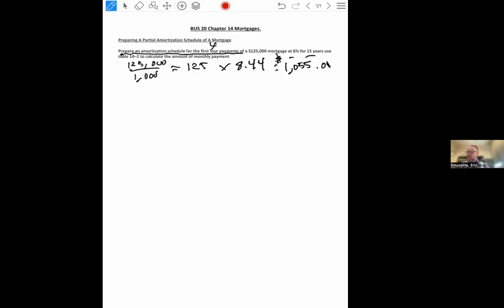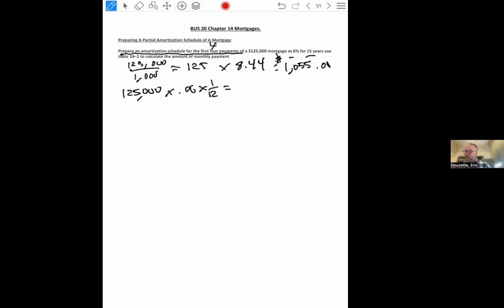But what they're asking me to do is to create an amortization schedule showing how much interest is accumulated every month. So they want me to do this for the first 4 payments. So the first thing I need to do is figure out how much interest I'm going to accumulate for the first month. So I need to go back to my simple interest brain, and I'm going to do 125,000 because that's how much my mortgage is, times 0.06 times 1 divided by 12. That's going to give me the amount of interest that I accumulated in the course of 1 month.